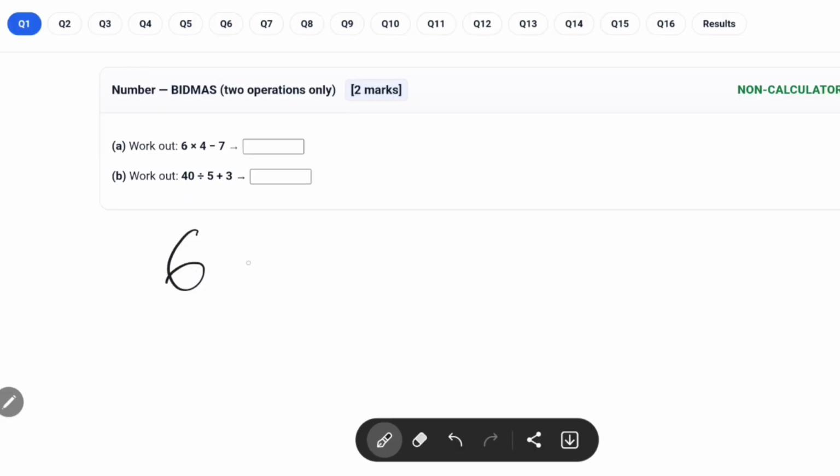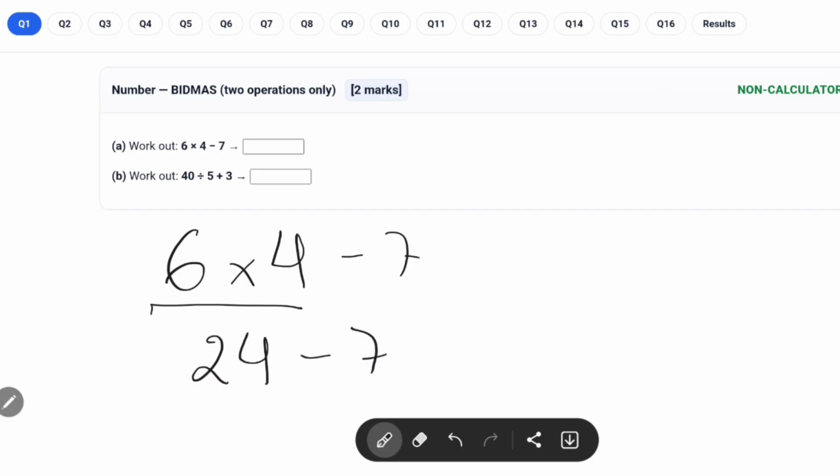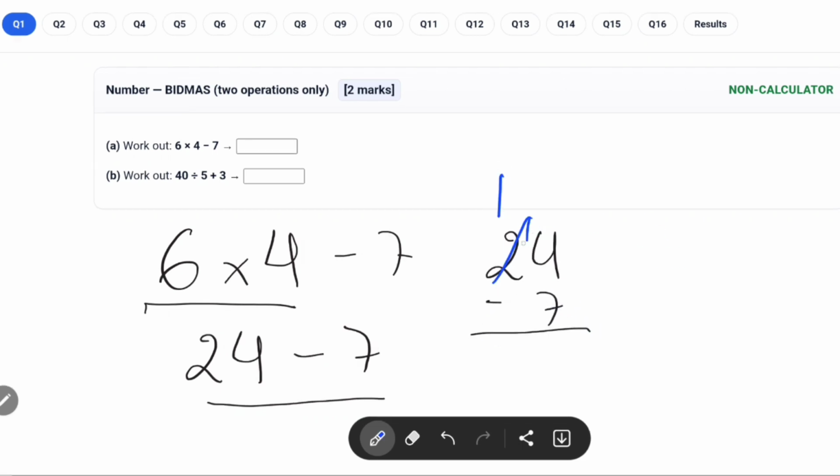The first question is based on BIDMAS, or the order to solve the problem. We can identify a multiplication and a subtraction. Multiplication first, that gives us 24, and take away 7. If we do 24 minus 7, that's going to give us 17. And that will be the answer for the first question.